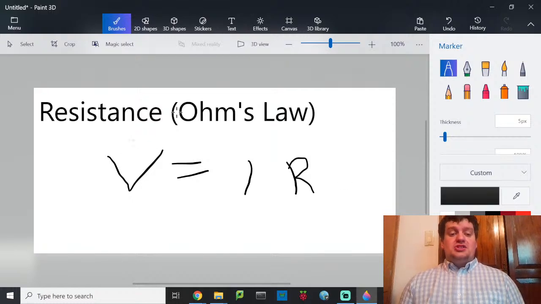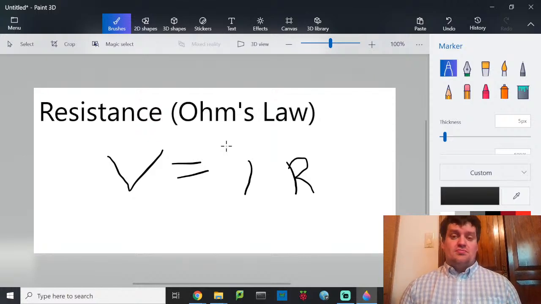Now, this relationship between voltage and current is only true for linear resistors. And there are very limited applications for this equation. We're going to be using this equation a lot the first month of this class. And then we're going to be using it a lot after that, but mostly it's going to be this first month. This is a very easy equation.